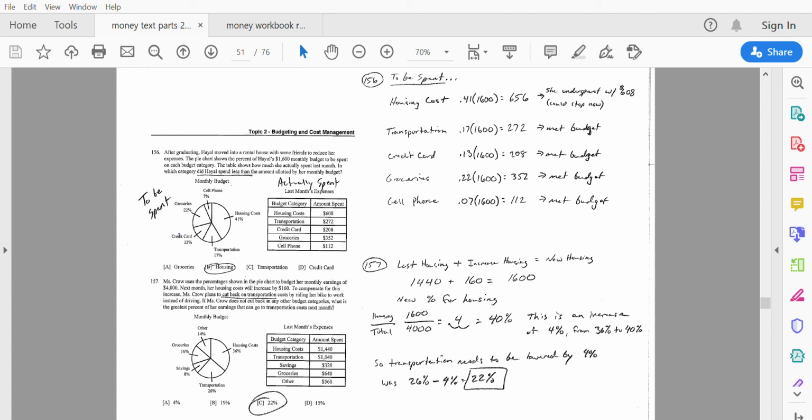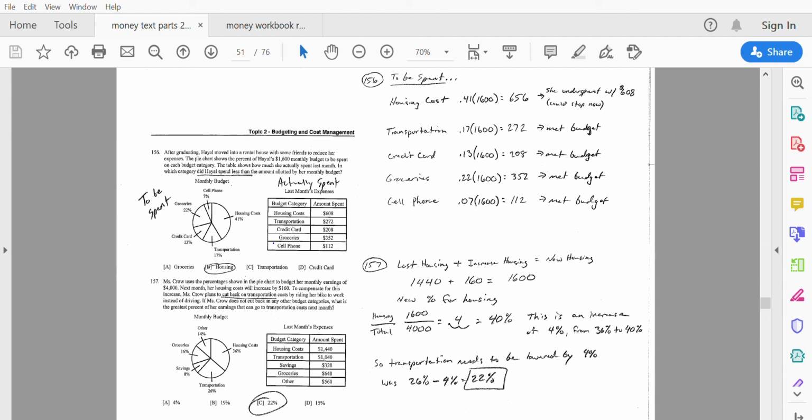It says next month her housing costs will increase by $160. Okay, to compensate for this increase, she plans to cut on transportation costs by riding her bike to work instead of driving. If she does not cut back any other of her budget categories, what is the greatest percent of her earnings that can go towards transportation costs last month?